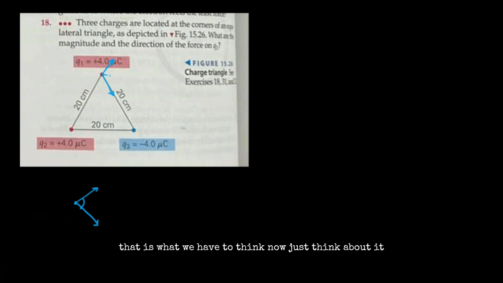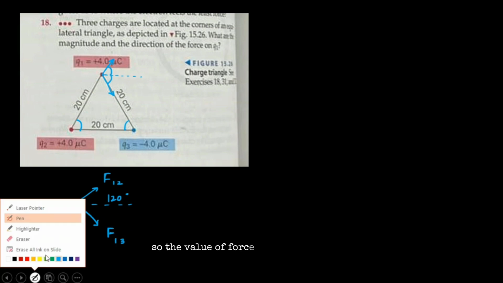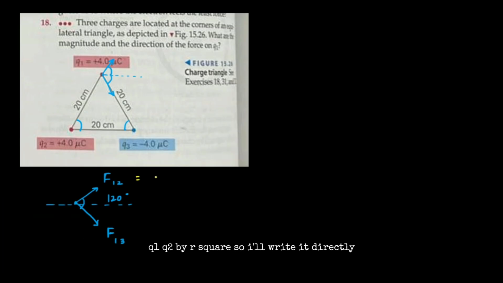Now just think about it. This is 60 degree, so this is also going to be 60 degree. This is 60 degree, this is also going to be 60 degree. So angle between these two forces is going to be 120 degrees. Now this is something I can assume as force on 1 due to 2. This is something I can assume as force on 1 due to 3. Now let us try to find out the value of force on 1 due to 2 and force on 1 due to 3. So the value of force can be written as k q1 q2 by r square. So I'll write it directly, k q1 q2 by r square.